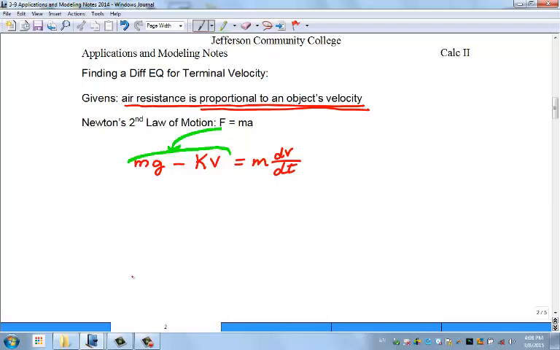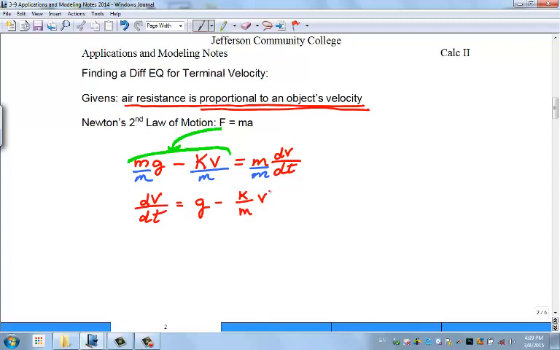All right, and then we're going to solve that equation. So let's go ahead and do that now. I'm going to first solve this for dv dt. I'm going to divide both sides by m, and I'm just going to switch sides so I have the dv dt on the left. So dv dt is equal to, now when I divide mg by m, I get g, right? When I divide kv by m, I get k over m times v. So I get g minus k over m times v.